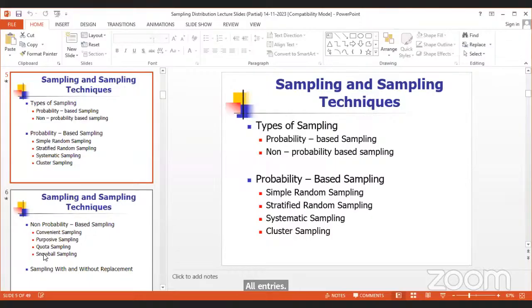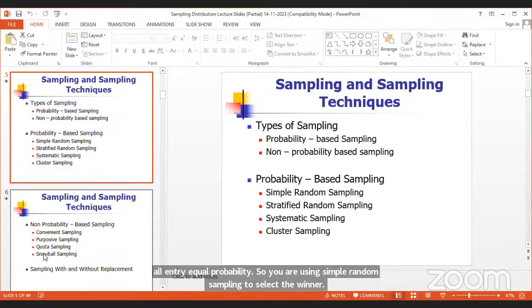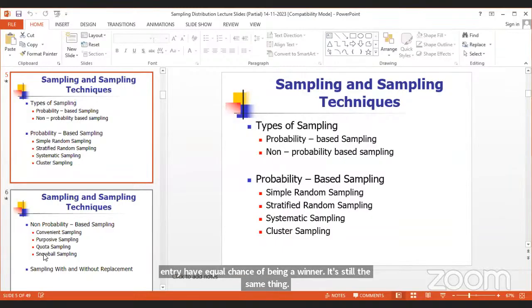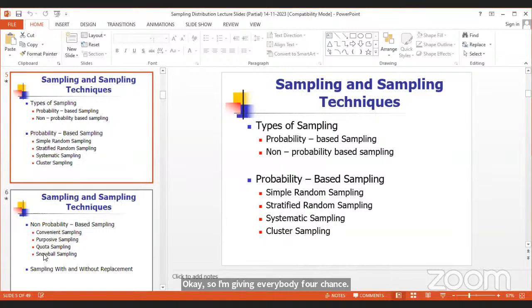It simply means that you are giving all entries equal probability. So you are using simple random sampling to select the winner. It could also be that I buy this product, scan the QR code, which automatically captures your details, and then you are qualified for the entry. Every entry has equal chance of being a winner. It's still the same thing. I'm giving everybody equal chance of being selected. That is simple random sampling. Under simple random sampling, you give everybody equal chance of being selected.